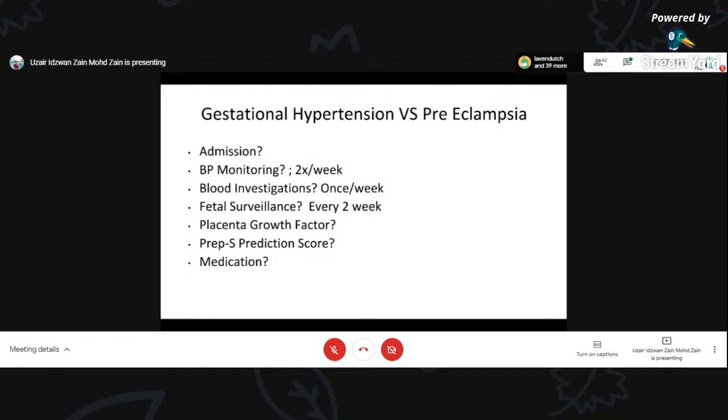As regards medication, the antihypertensive medication that we give for either gestational hypertension or preeclampsia is basically the same. You give labetalol, or if the patient cannot tolerate labetalol, you can give nifedipine or even methyldopa. That's not a big problem. But for preeclampsia, when you have severe or what we call impending eclampsia, you have to give the patient the eclampsia prophylaxis.